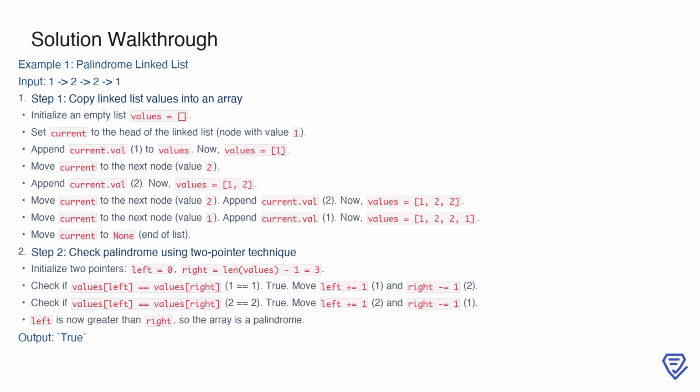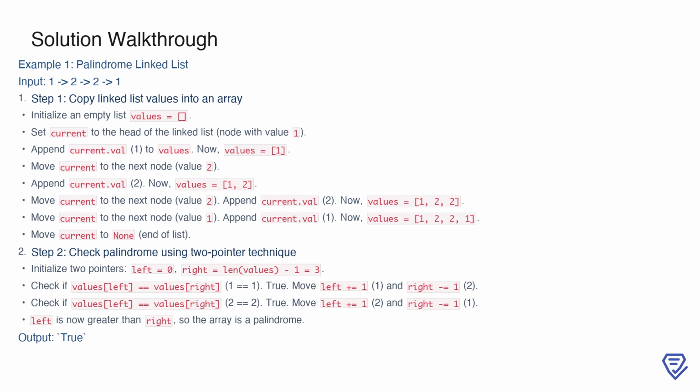For example, with the input 1-2-2-1, we first append 1, resulting in values equals 1. Moving to the next node, we append 2, yielding values equals 1, 2. Continuing, the next value 2 is added, so values equals 1, 2, 2. Finally, appending the last value 1 gives us values equals 1, 2, 2, 1.